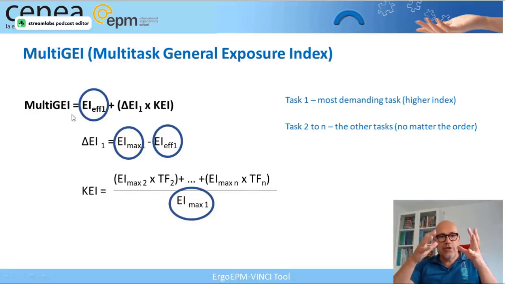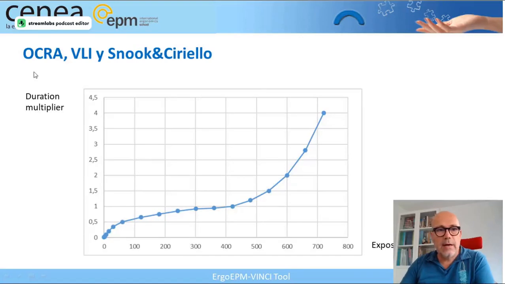When exposure varies, either between days of the week, between weeks, or throughout the year, we can apply it to both the OCRA risk indices and the lifting indices, the variable lifting index, or the lifting indices of the NIOSH equation, or the manual push and pull of Snook and Ciriello loads. That is, we can apply it to any risk index where the risk is a function of duration.